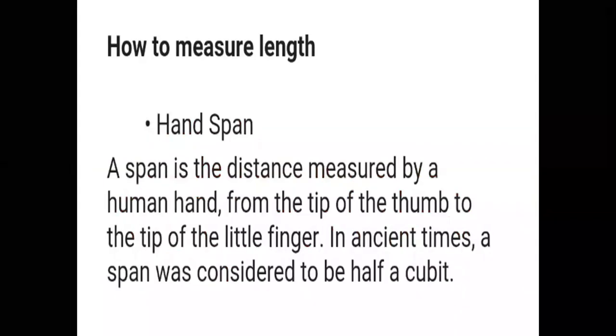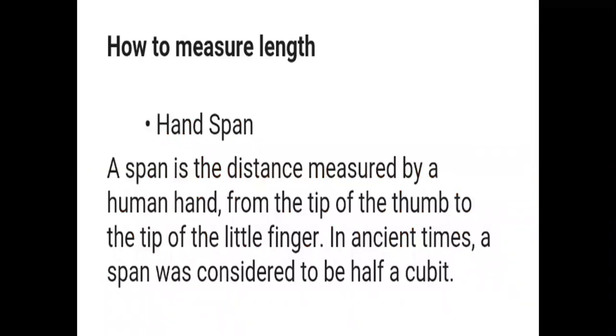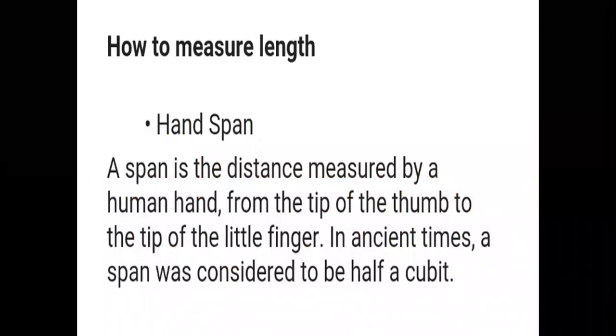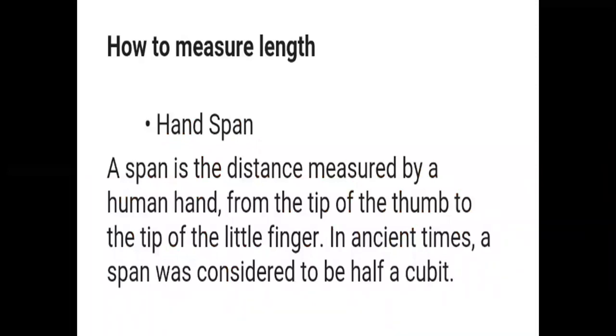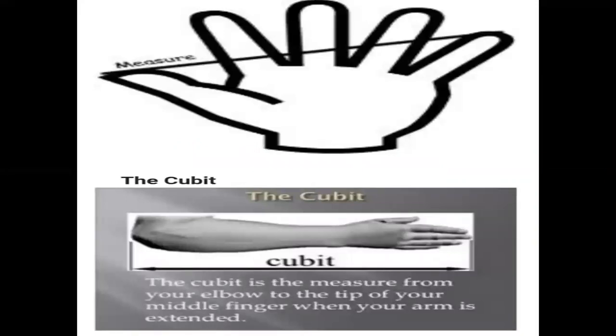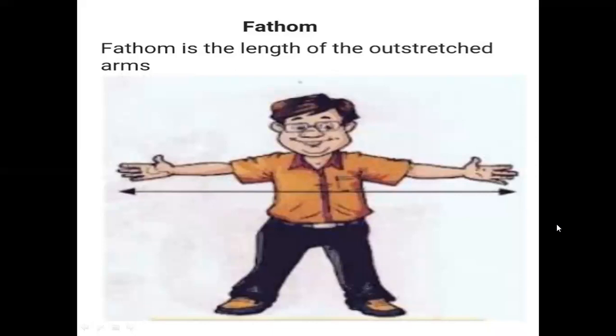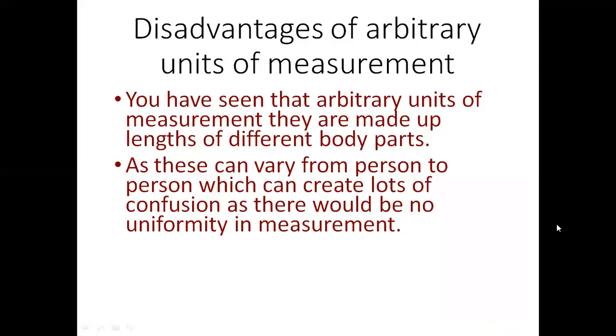How to measure length with the hand span? A span is the distance measured by a human hand from the tip of the thumb to the tip of the little finger when you open it. A span was considered to be half a cubit in ancient times. This is the way you can open your palm and then measure. Then the cubit is a measure from your elbow to the tip of your finger. This is known as cubit. Then fathom is the length of the outstretched arms. That was also used in ancient times. That is also an arbitrary unit of measurement.